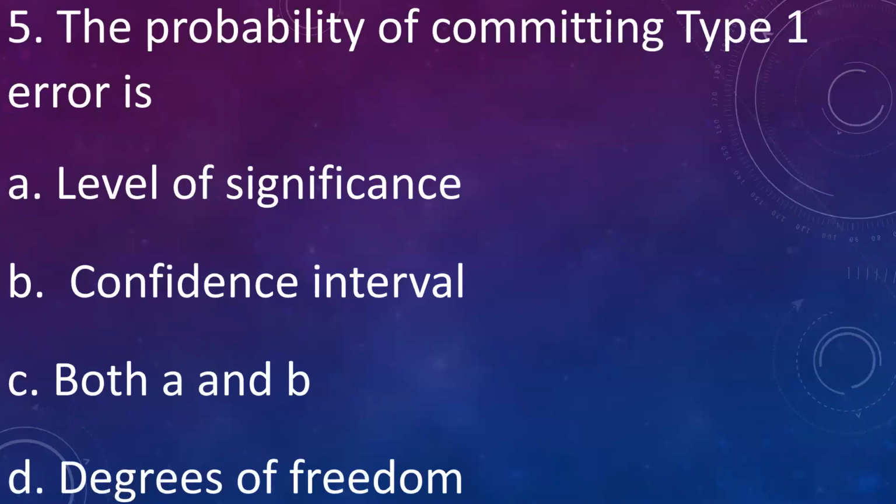Then the probability of committing type 1 error is called A, level of significance, B, confidence interval, C, both A and B, D, degrees of freedom. Answer is both A and B. The probability of committing type 1 error is called as level of significance and also confidence interval.